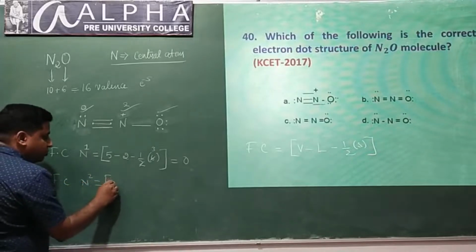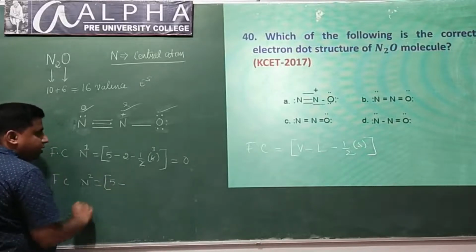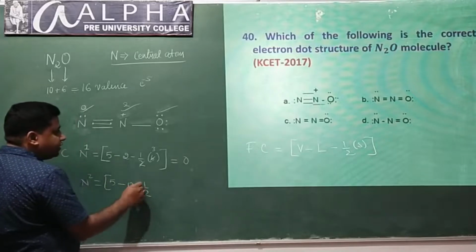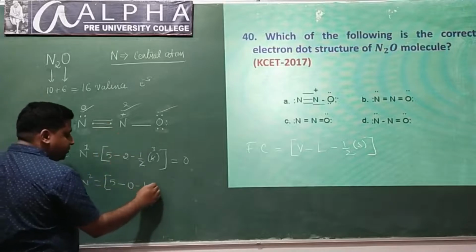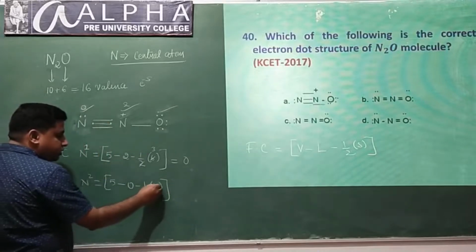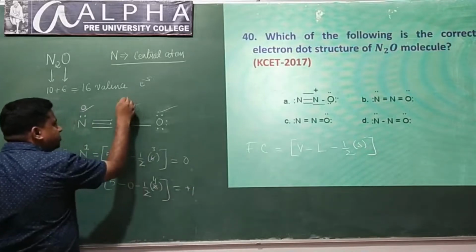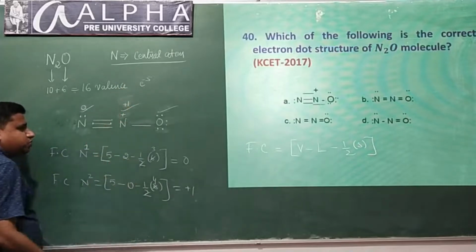Next, let us calculate the formal charge on the second nitrogen. Again, nitrogen belongs to the 15th group, so total number of valence electrons is 5. Number of lone pair of electrons is 0, minus half of shared pair of electrons: 2, 4, 6, 8. Half of 8 is 4. So 5 minus 4 is plus 1. So the formal charge on this nitrogen is plus 1.